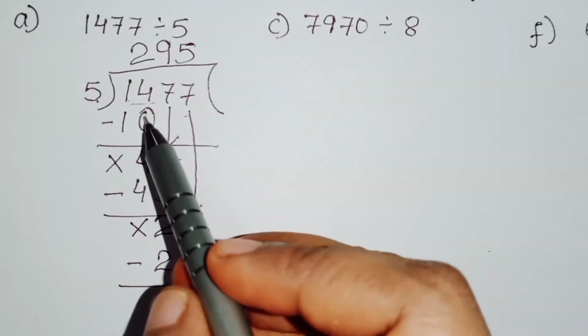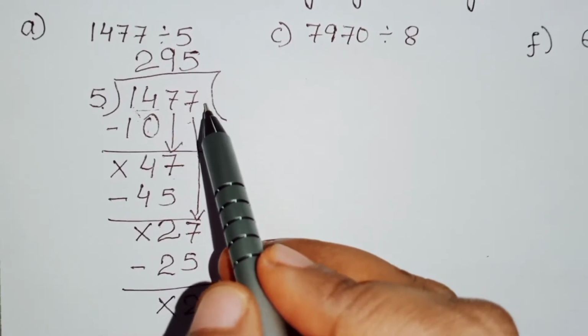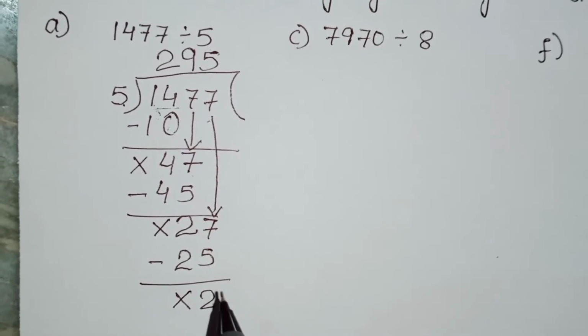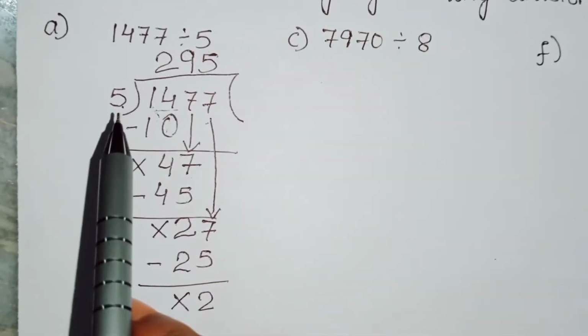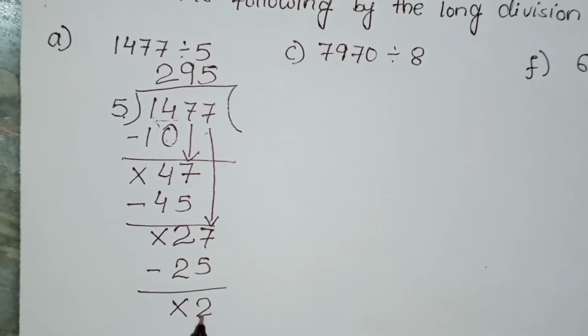Now you can see that the numbers in the dividend are finished. Now no more numbers are there. And at last, how much have we got? 2. It was not divisible by 5. That is why we got this 2 as a remainder.